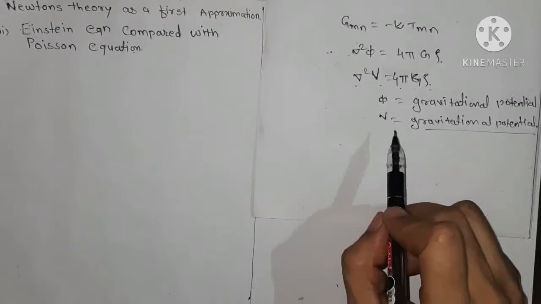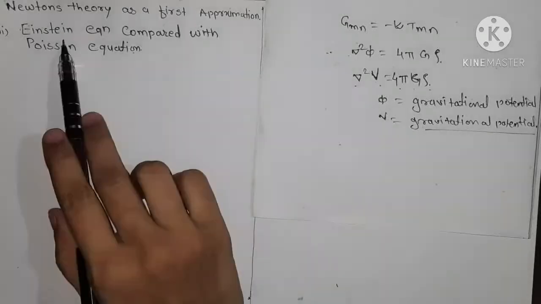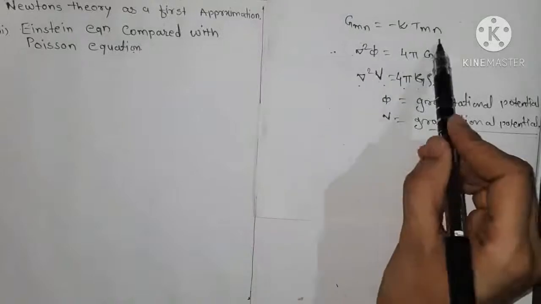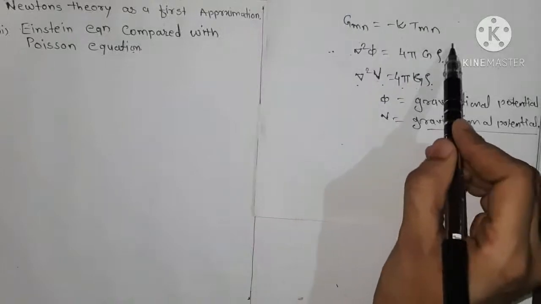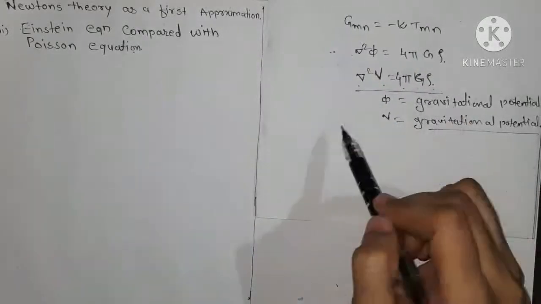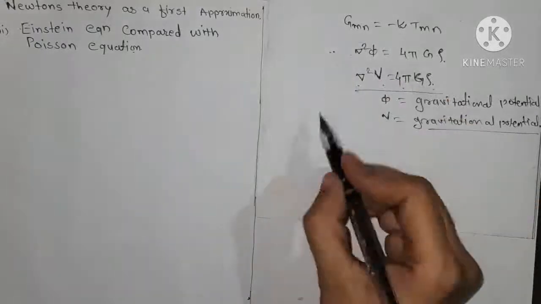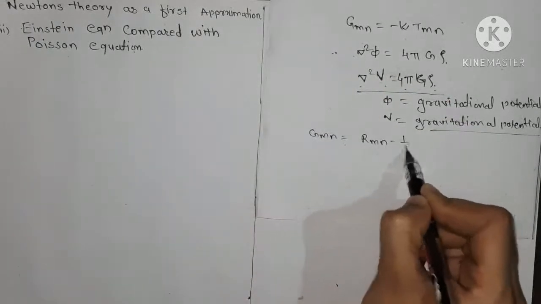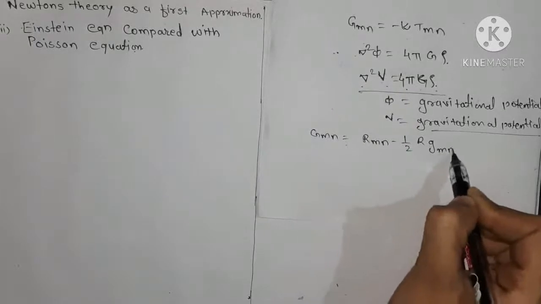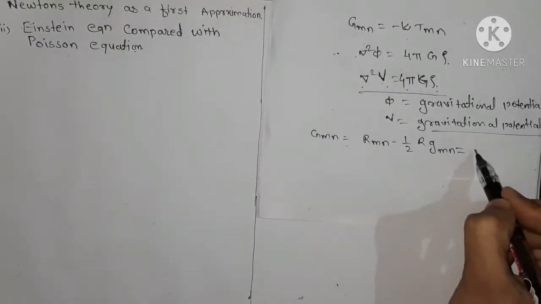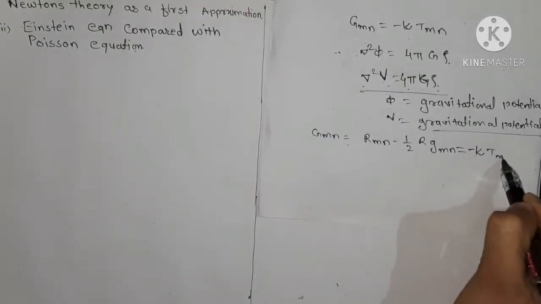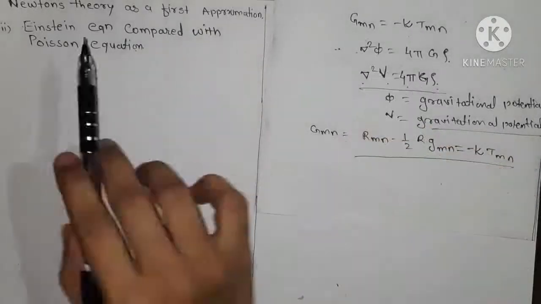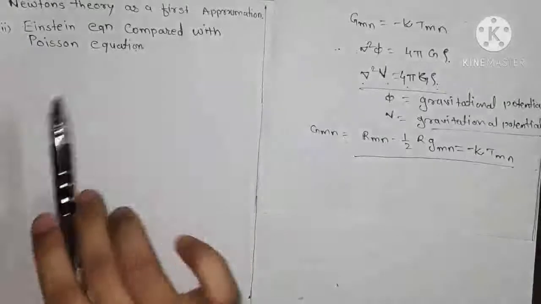So in comparing the Einstein equation with the Poisson equation, we have to compare this Gmn equals minus k Tmn with this equation. Gmn is nothing but Rmn minus 1 upon 2 R g lower suffix mn, which equals minus kappa Tmn. We use this to compare the Einstein equation and the Poisson equation.